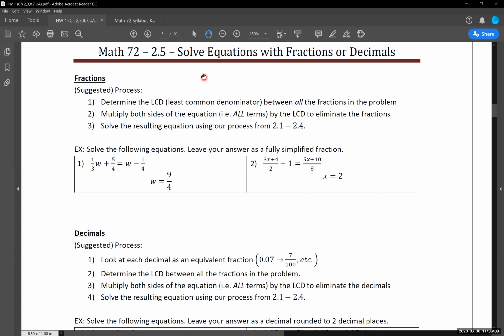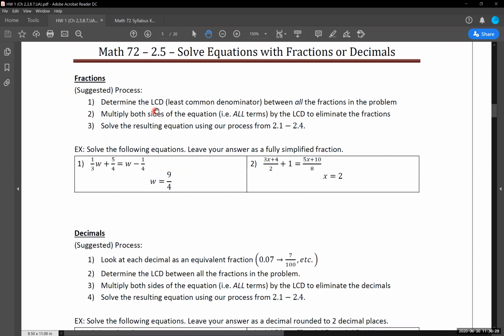This is not a process that you are required to follow, but this is one that I find very, very helpful for students if you don't like working with fractions in these types of problems. And then subsequently, if we're working with decimals as well. So the main process with this, and we'll go through two examples.